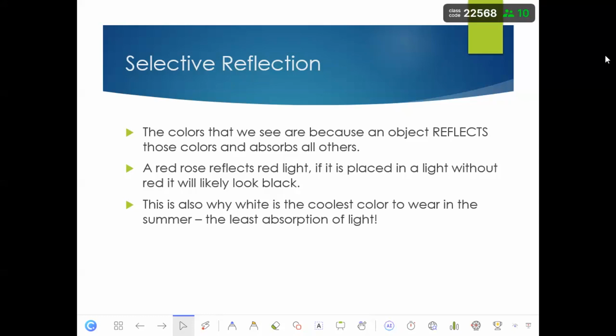Okay, we call this selective reflection. If you see a flower with a different color, it is because the light reaches it and all the visible light is absorbed, but the color that you see is reflected. That's why you see that color.